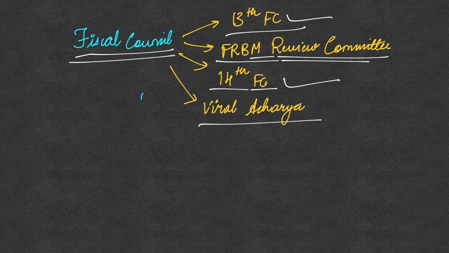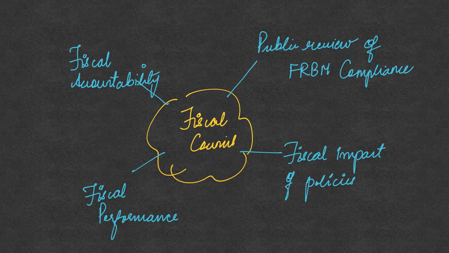And also Viral Acharya, who is the former deputy governor of the RBI, has written a book called The Quest for Restoring Financial Stability in India. This is a book written by the former deputy governor of RBI. Even in this particular book, he has called for the setting up of an independent fiscal council. So now let's understand, if we set up this independent fiscal council, what should its mandate be?